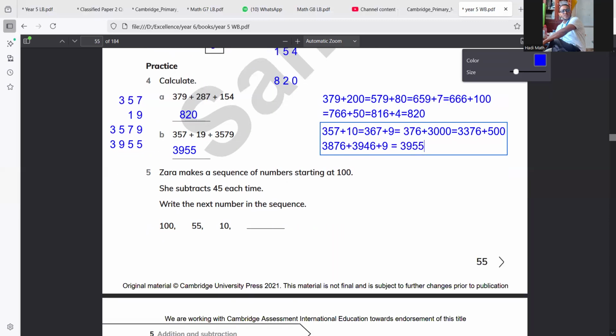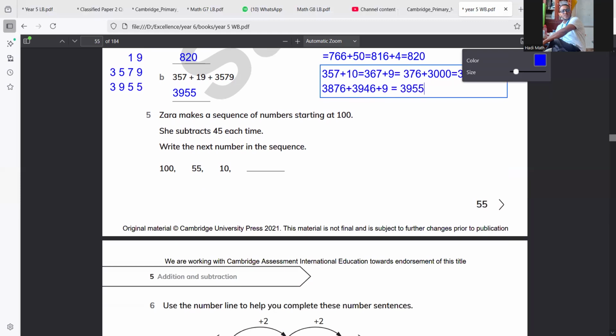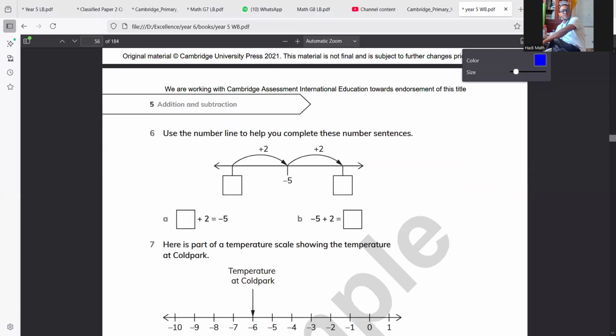Zara makes a sequence of numbers starting at 100. She subtracts 45 each time. Write the next number in the sequence. Okay, you just subtract. It's going to be negative 35 plus 10 minus 45. Let's go to question number 6.